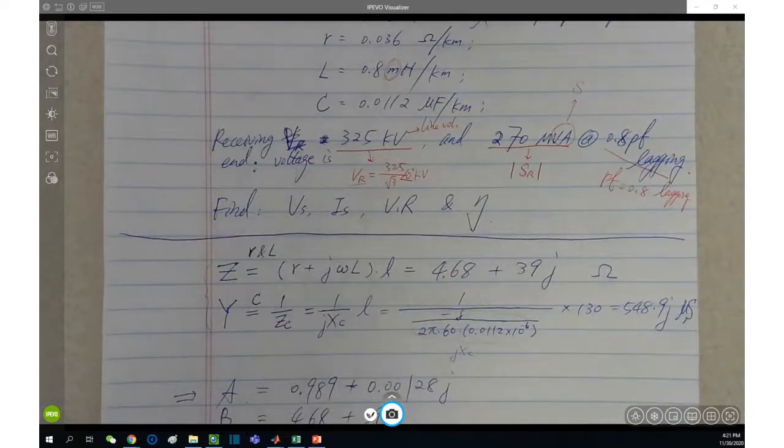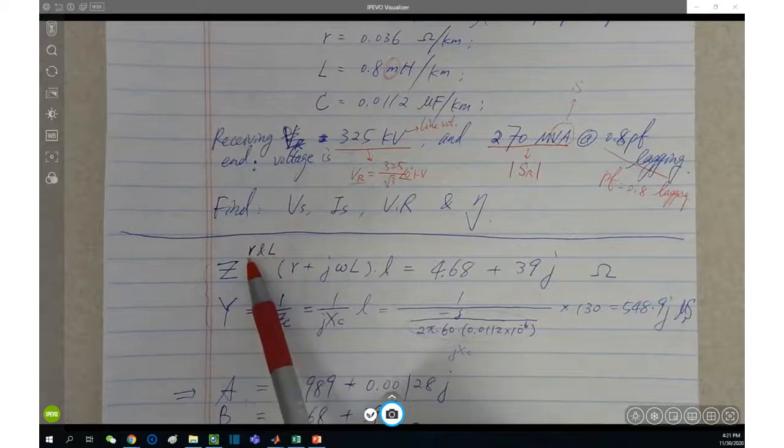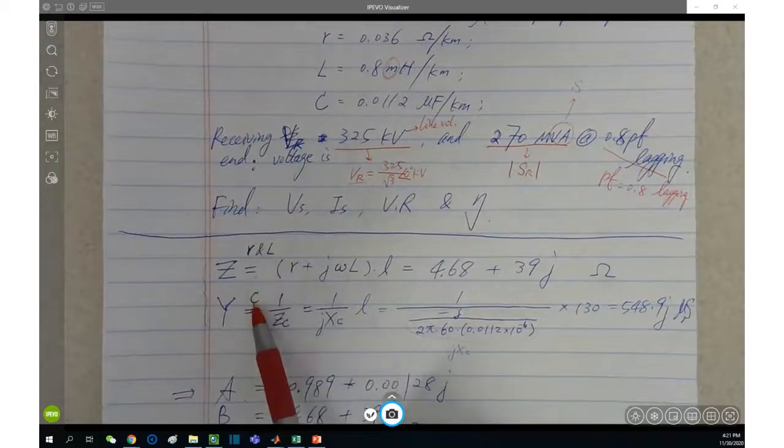And in the calculation, as I said, the first step is to find Z and Y. Okay, capital Z, impedance, and capital Y, admittance. Z is due to the resistance and the inductance, and Y is due to the capacitance.